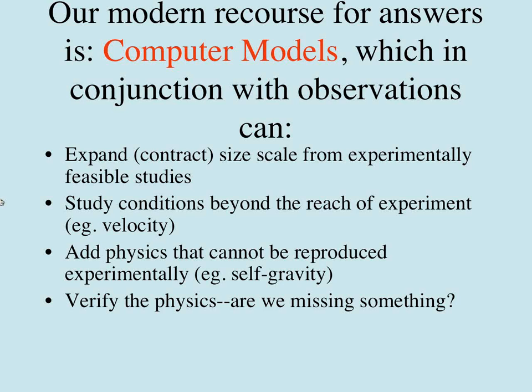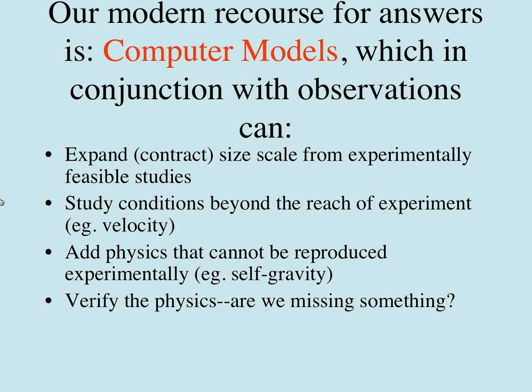We can increase the velocity in a computer calculation. And we can add physics that can't be reproduced experimentally. For example, in the collision that produced the moon, we can include self-gravity of the material that is splattered out, not something you can do in an experimental study. Self-gravity is unimportant in the Ames gun experiment, and it will remain so unless we, I suppose, use neutron star matter or something, but again, a little implausible.